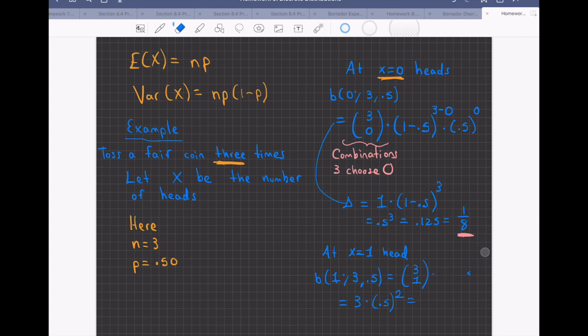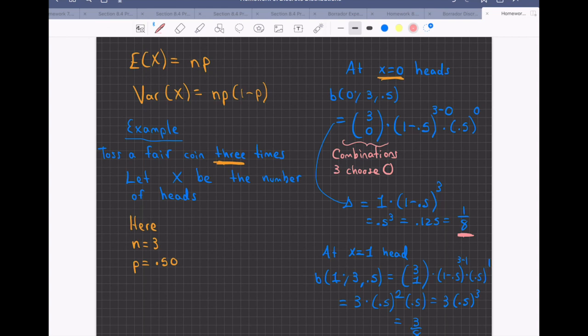So this becomes 1 minus 0.5 raised to the 3 minus 1 times p, that is 0.5 raised to the 1. So this becomes 0.5 raised to the 1. So this becomes 3 times 0.5 raised to the 3. Or what is the same, 3 over 8. You see?